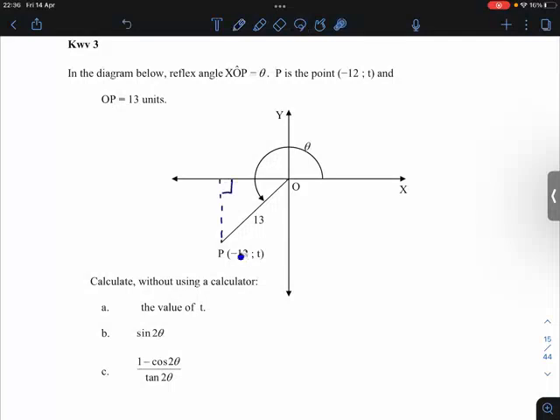Where does the -12 go? Is -12 the Y or the X? It's the X, you're right. So this is -12, and then the Y is t. I'm not going to do the Y, let's solve for t. Everyone, can you solve for t?